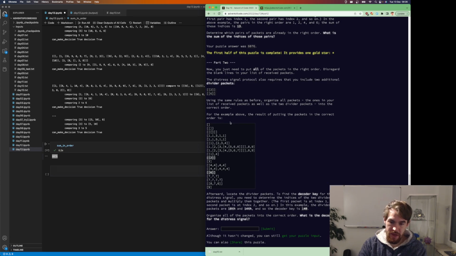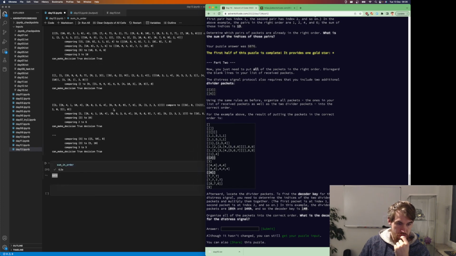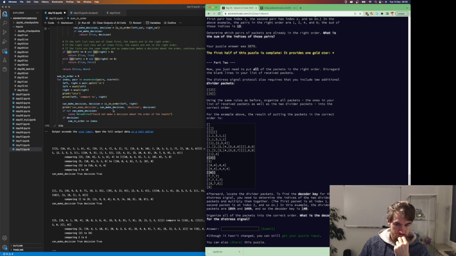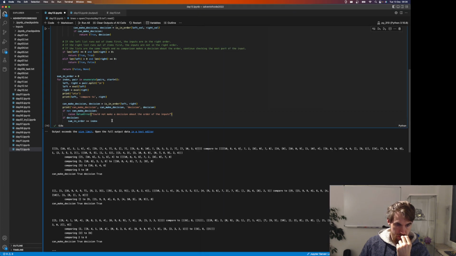The result of putting the packets in the correct order is this. Okay, so we also need to include 2 divider packets to the total thing. Afterward, locate the divider packets. To find the decoder key for the stress signal, you need to determine the indices of the 2 divider packets and multiply them together. Okay, that I can do.